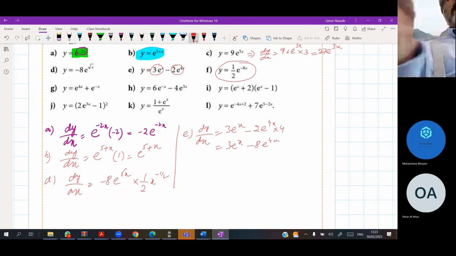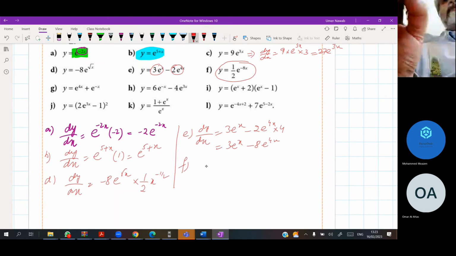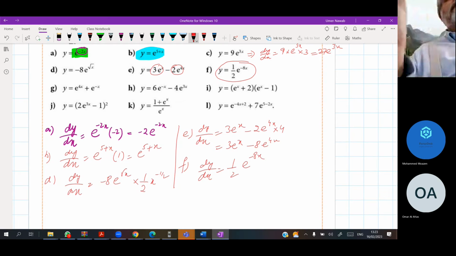If you look at the f part, dy by dx will be half as it is, e raised to minus 8x as it is, and the further derivative of minus 8x is minus 8. Then 2 cancels with minus 8, it gives you 4. So minus 4 e raised to minus 8x.